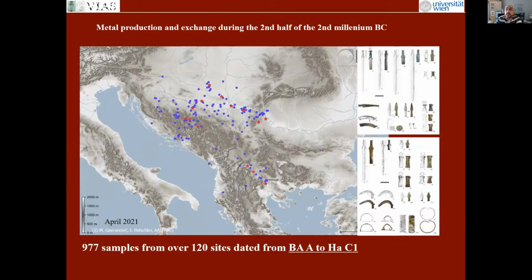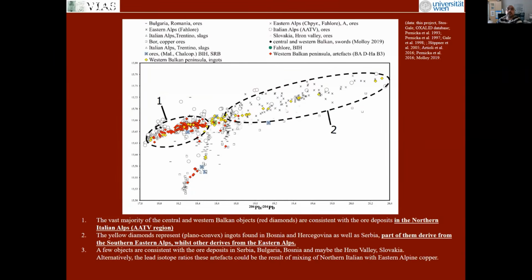We also went for the Late Bronze Age because we wanted to know what's going on in this time period. Again, for that, we took very, very many samples to get a broad overview and a solid database on which we can put our analysis. So now should come the next slide, but I will continue to talk. In the next slide you will see a lead isotope analysis again. What is marked with 1 are the copper ore deposits in the Trentino in northern Italy. And you see all the red dots.